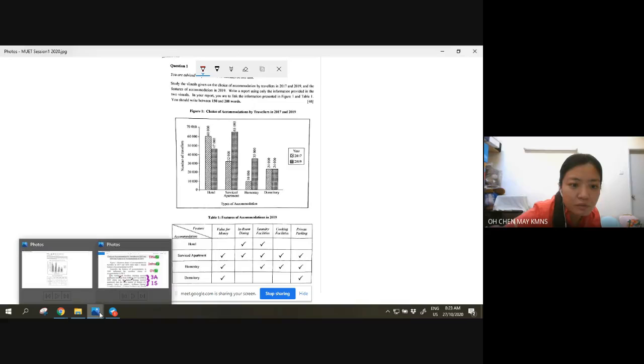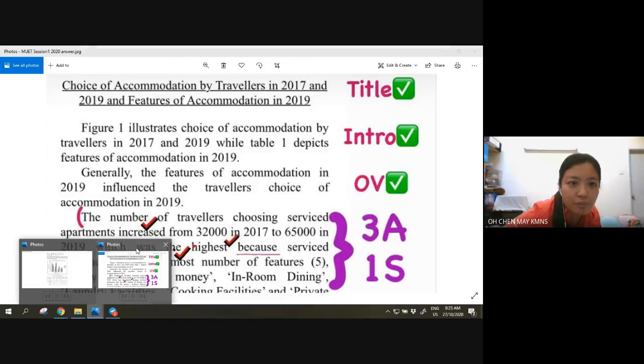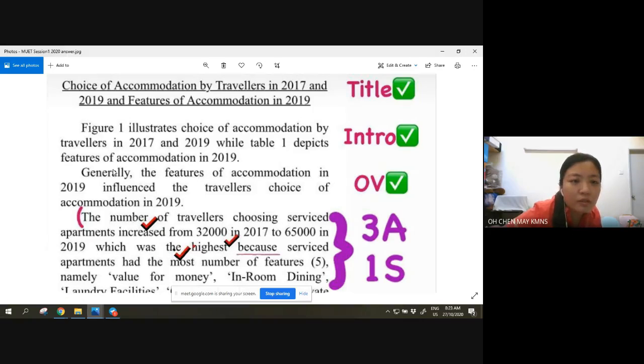Okay, done. Let's look at the sample here. In this sample, it says that generally the features of accommodation in 2019 influence the travelers' choice of accommodation. If you don't repeat 2019 again, it doesn't matter. Just one time is enough. If you have that, then put a tick over there and put OV.